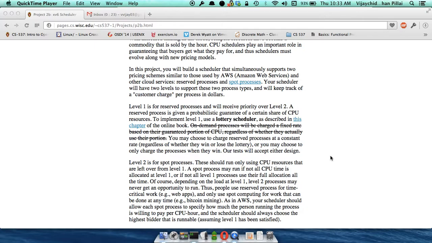To give you an example, let's say there are three reserved processes using 60% each of the CPU. So there's 20% of the CPU that's free, and it's possible that a spot process will run using that 20%. Remember that the total amount of CPU available is 200% because we have two CPUs in x86.